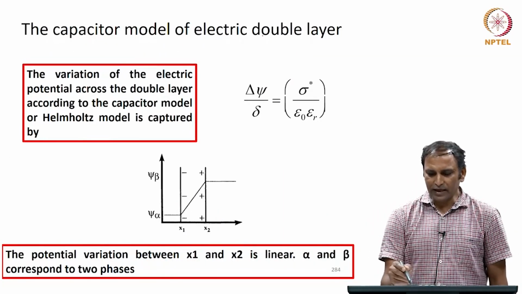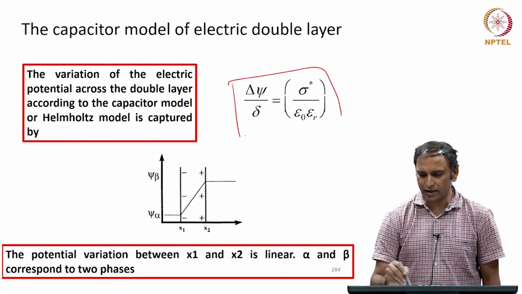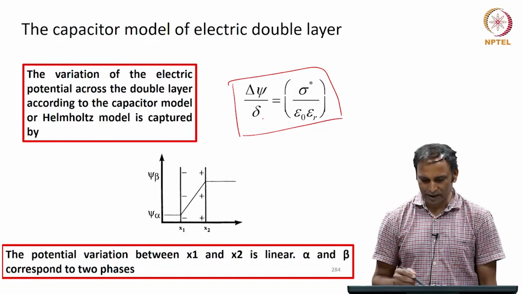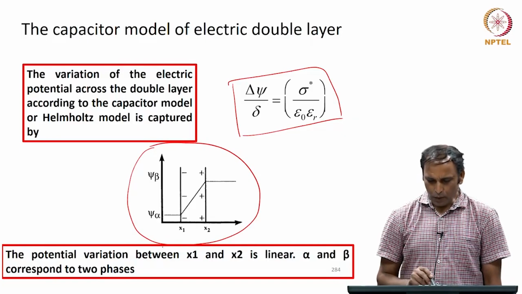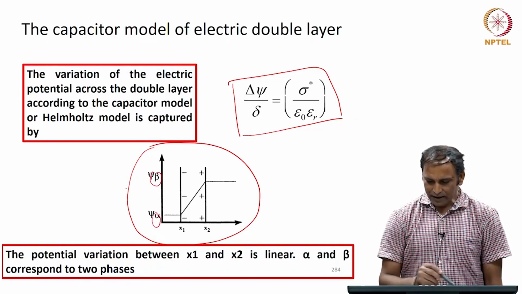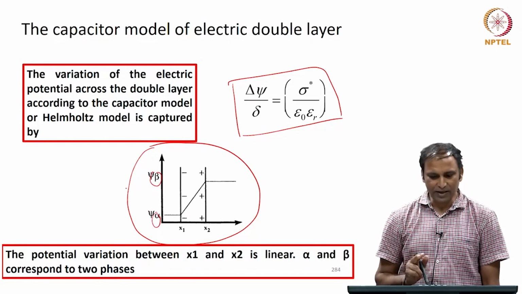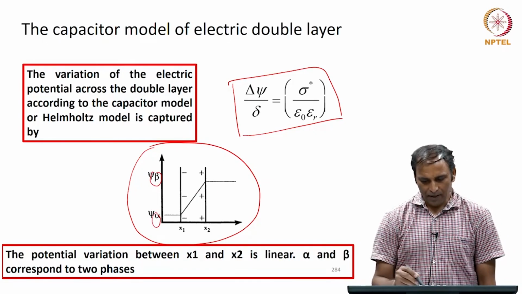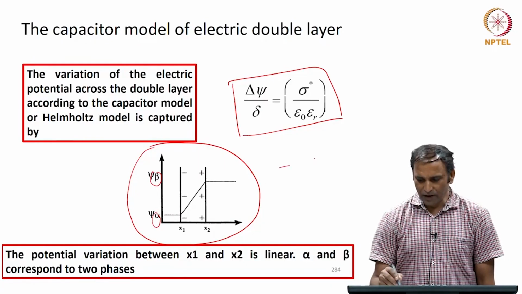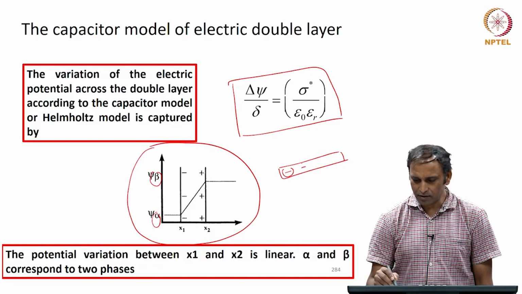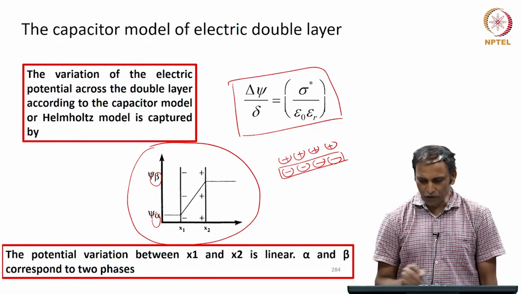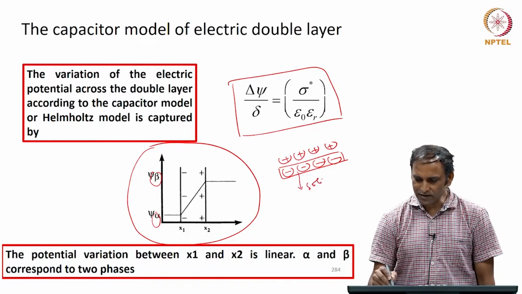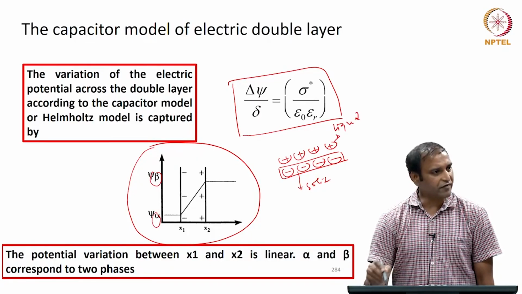So in the electrical double layer, this is essentially the Helmholtz model. What you are seeing is a depiction where alpha and beta refer to two phases. In this case, we had a charged surface, and there are going to be counter ions. When I say two phases, in this case one is a solid phase and the other one is a liquid phase.